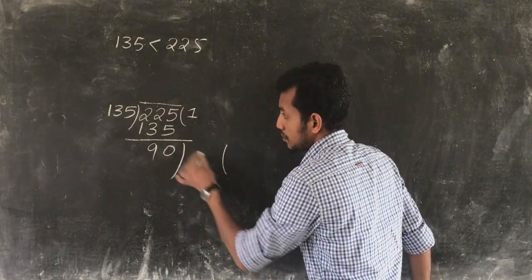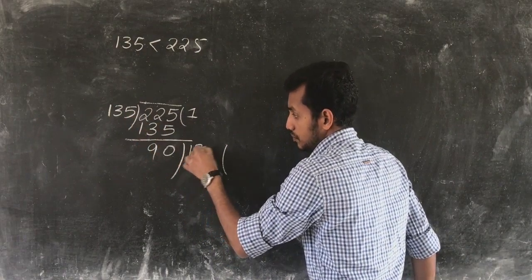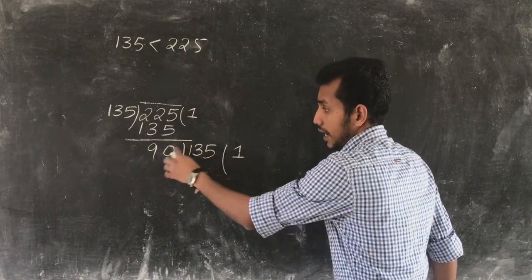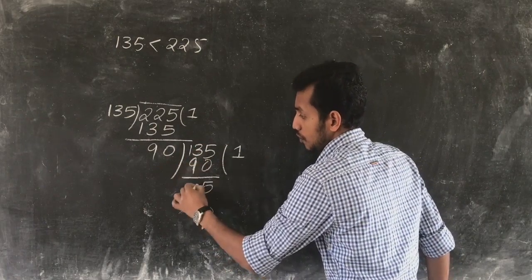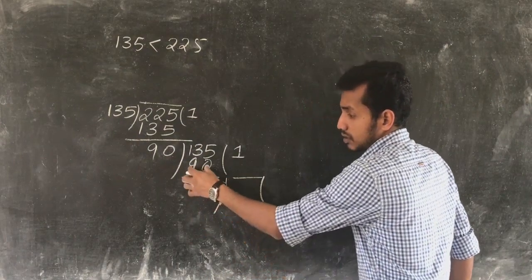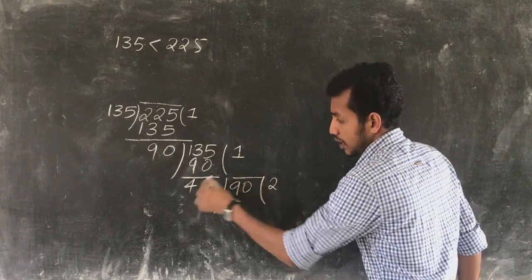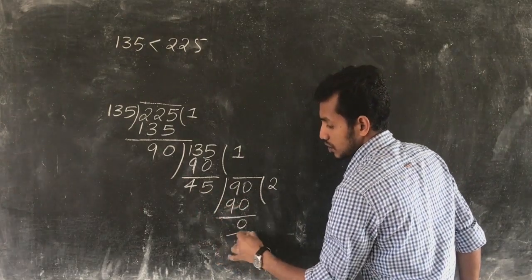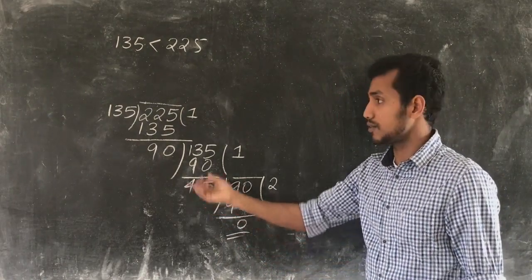Again, in the next step, 135 will be the dividend. Divided by 90, we get a quotient of 1. Again 1 into 90 is 90. Remainder is 45. Again, in the third step, the dividend will be 90. We get a quotient of 2, and 2 into 45 is equal to 90. Remainder is 0. So we get the HCF as 45 from the long division method.